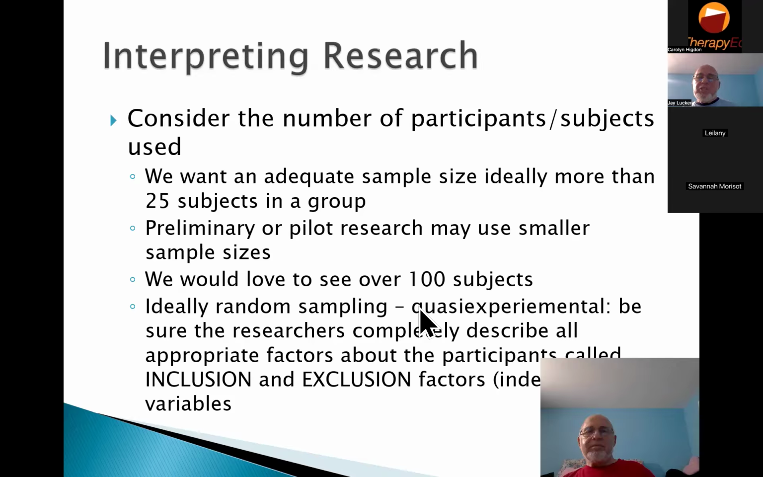Also describe whether it is quasi-experimental or true experimental. Did you really control for all the variables you're able to control for? Could there be variables you're not able to control for? The other thing is, what were the inclusion and exclusion factors? Meaning there were subjects that were put into the study, but there were subjects who could have been in the study but were excluded because of certain factors.